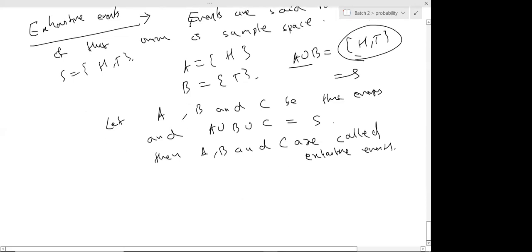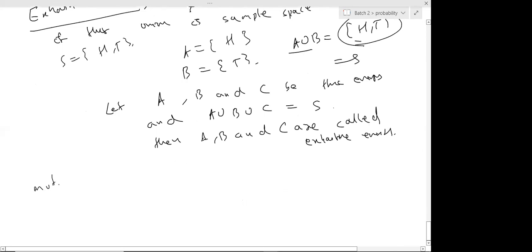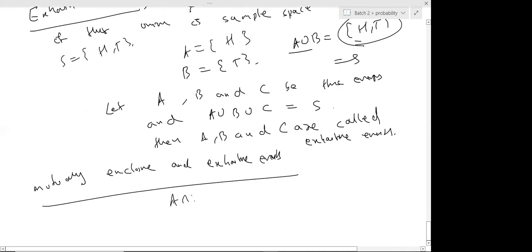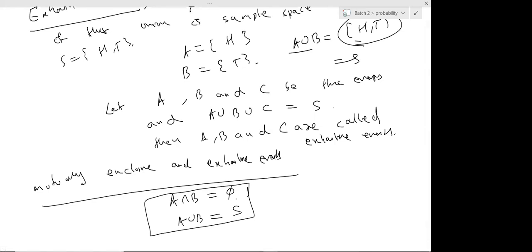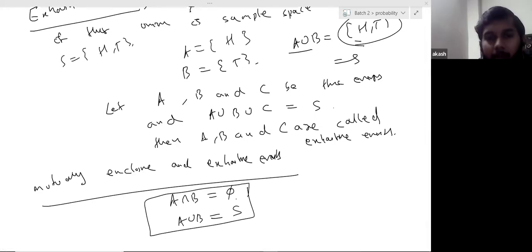One last thing, mutually exclusive and exhaustive events. What happens there? A intersection B should be phi, but A union B should be the sample space. So everyone is clear about mutually exclusive events and exhaustive events? Rahman, Peer, Mazia. Yes, sir.